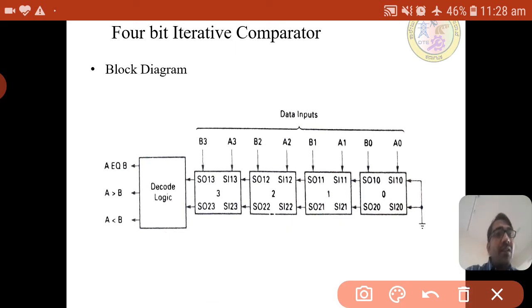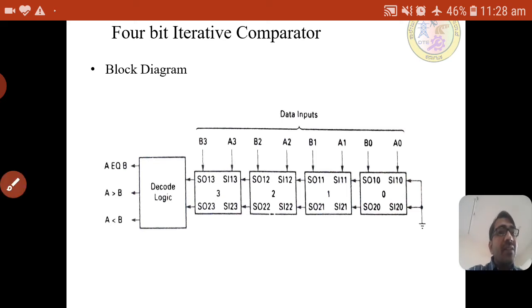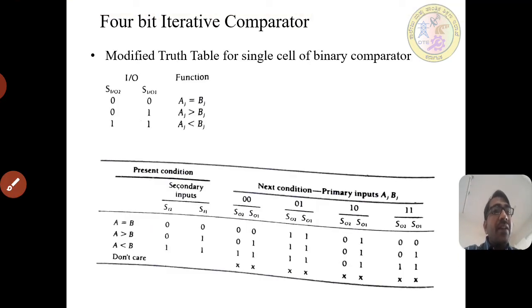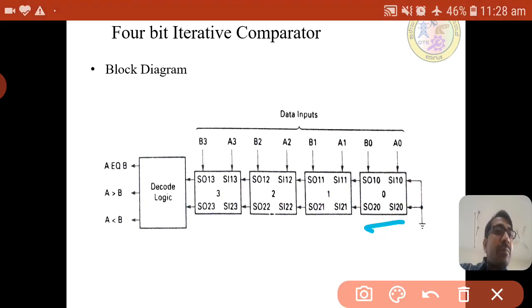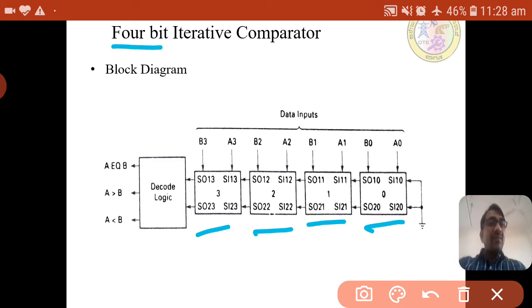Okay, so here also, whatever we are calling iterative, this is the 1-bit comparator here, and another 1-bit comparator, and another, and another. By cascading 4 1-bit comparators, we are implementing the 4-bit comparator here. Each individual one is a 1-bit comparator because we apply A naught and B naught here.